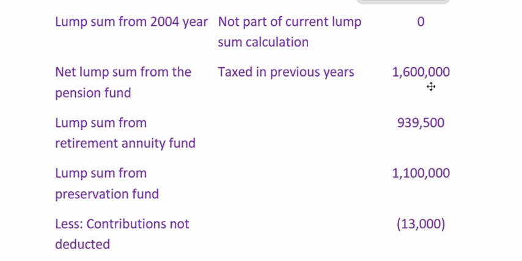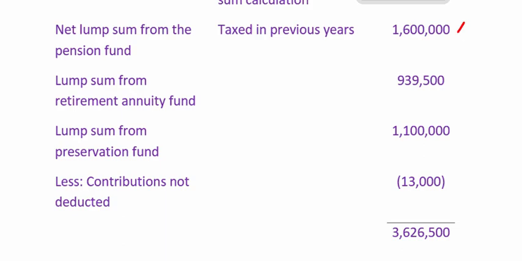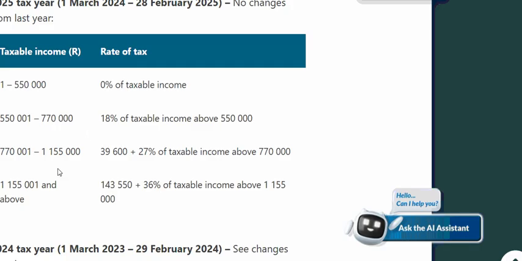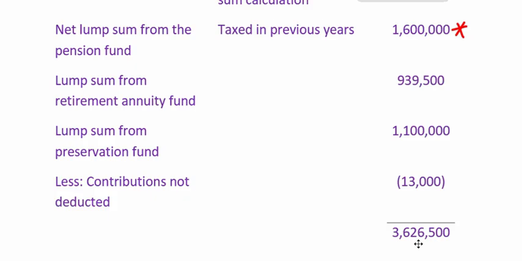1.6 million, taxed in previous years, we'll put it in. The two amounts you've got in this year, less contributions not deducted, gives you an amount of 3,626,500. Which are the amounts that were from previous years? That amount. So what are we going to do? We are going to look for a retirement benefit table. He is retiring. So this is what a retirement table looks like if you retire. What are we going to do? We're going to go look at the question. Inside the question, your taxable income is 3,626,500.